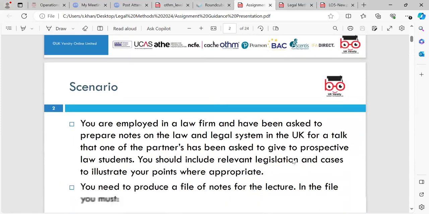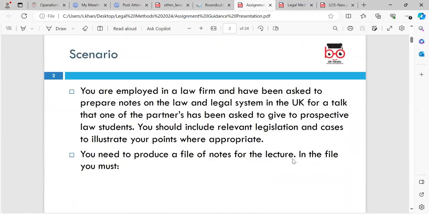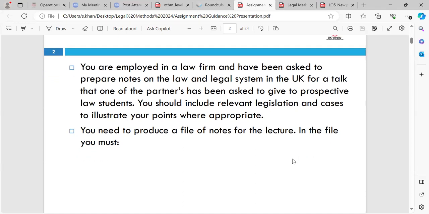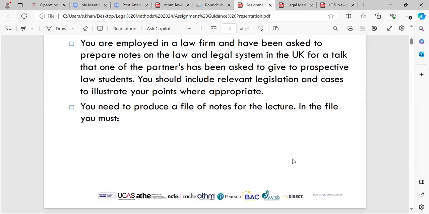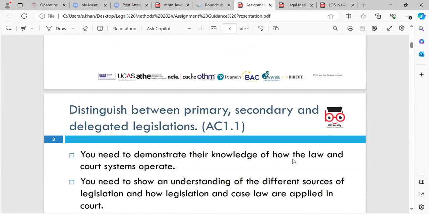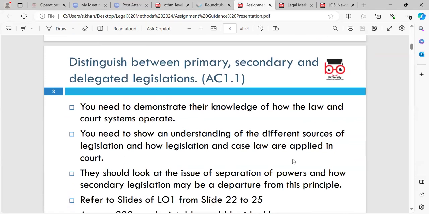So, the assignment session, the scenario: you are employed in a law firm and have been asked to prepare notes on the law and legal system in the UK for a talk that one of the partners has been asked to give to prospective law students. You should include relevant legislation and cases to illustrate your points where appropriate. You need to produce a file of notes for the lectures. In this file, you must distinguish between primary, secondary, and delegated legislation.